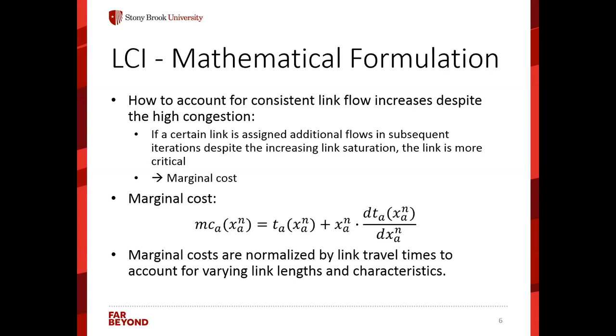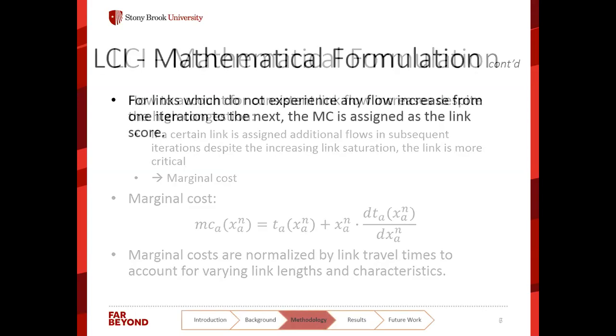And we normalize these marginal costs for each link based on travel times, because sometimes networks don't have homogeneous links. Some are longer or have different link characteristics, such as number of lanes, so their link cost functions are different. So we normalize it with the travel time for each link.